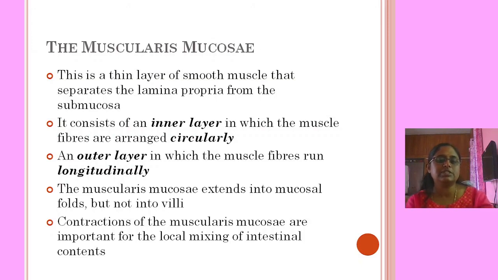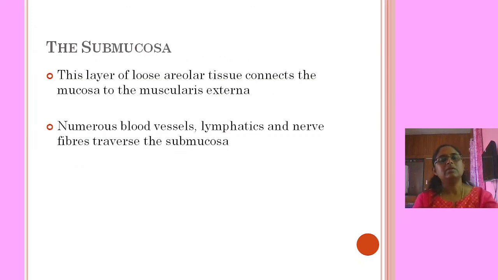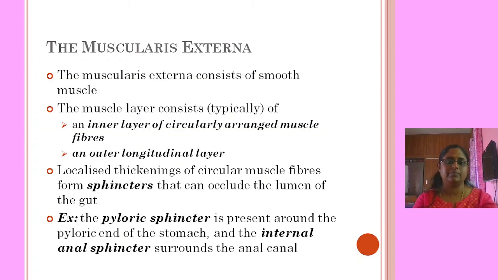The contractions of the muscularis mucosae are important for the local mixing of intestinal contents. So the muscularis mucosae helps in the local mixing of the intestinal contents. The next layer is the submucosa. This layer of loose areolar tissue connects the mucosa to the muscularis externa. It consists of numerous blood vessels, lymphatics and nerve fibers which traverse the submucosa.